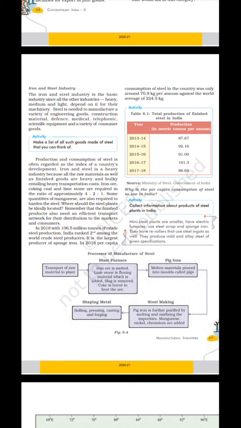Take a look at figure 6.4. Process of manufacture of steel. Transport of raw material to plant. Blast furnace: iron ore is melted, limestone is the fluxing material which is added, slag is removed. Coke is burned to heat the ore. Pig iron: molten materials poured into molds called pigs. Steel making: pig iron is further purified by melting and oxidizing the impurities. Manganese, nickel, chromium are added. Shaping metal: rolling, pressing, casting, and forging.